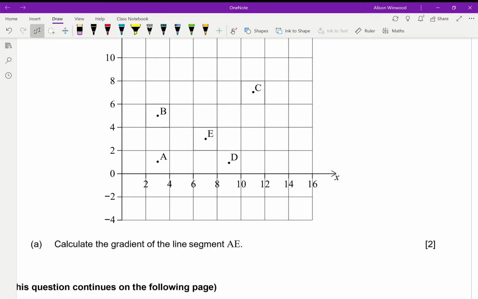So the gradient is change in y over change in x. So the y coordinates are 1 and 3, and the x coordinates are 3 and 7. So we get an answer of positive 1/2, which looks right as well if we think about that line. For every 1 square across, it's gone half up.